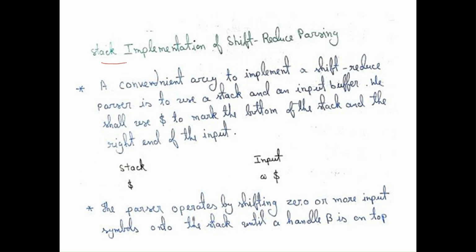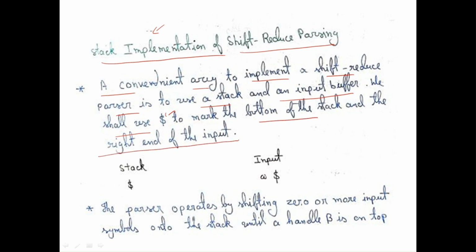How to implement this shift reduce parsing by using a stack? A convenient way to implement a shift reduce parser is to use a stack and an input buffer. We shall use dollar to mark the bottom of the stack and the right end of the input. So initially the content of the stack is what? Dollar, and the input is appended with this dollar symbol.